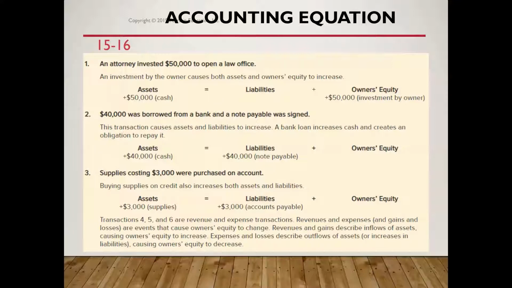Number two, $40,000 was borrowed from a bank and a note payable was signed. Now this transaction causes assets and liabilities to increase. A bank loan increases cash, but it creates an obligation to repay it. So there's $40,000 in liability.